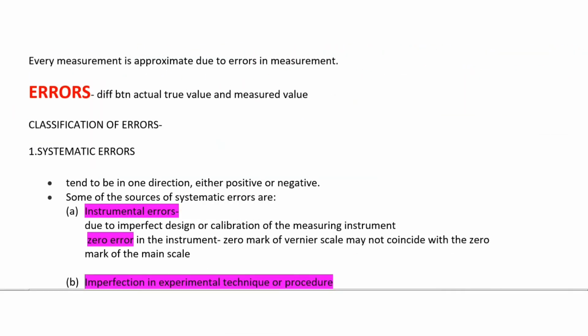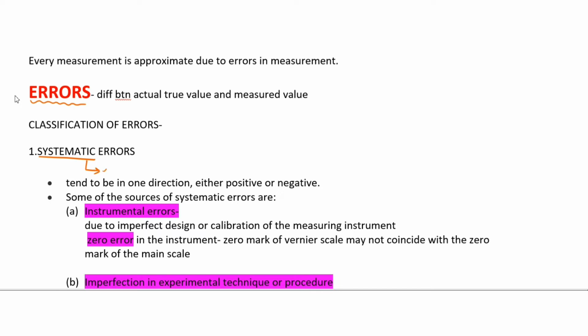So this is all about measurement. And when we measure anything, it is bound to have some error in the measurement. So the next topic is errors. Error is nothing but the difference between the actual true value and the measured value. Now let's try and understand errors by classifying them. The first type of error is systematic error, and the second type is random error.